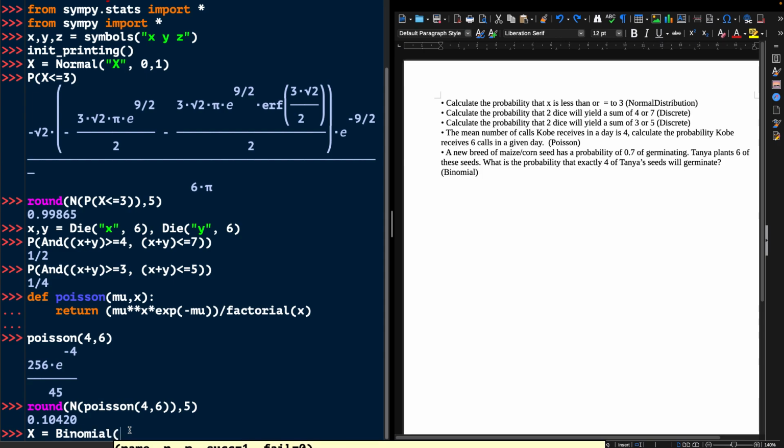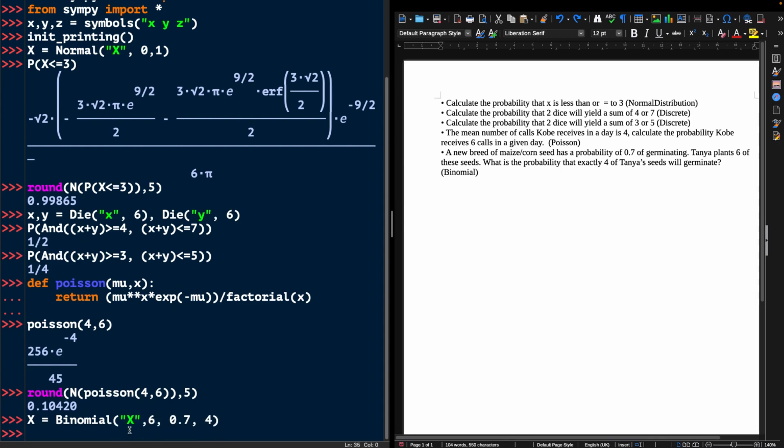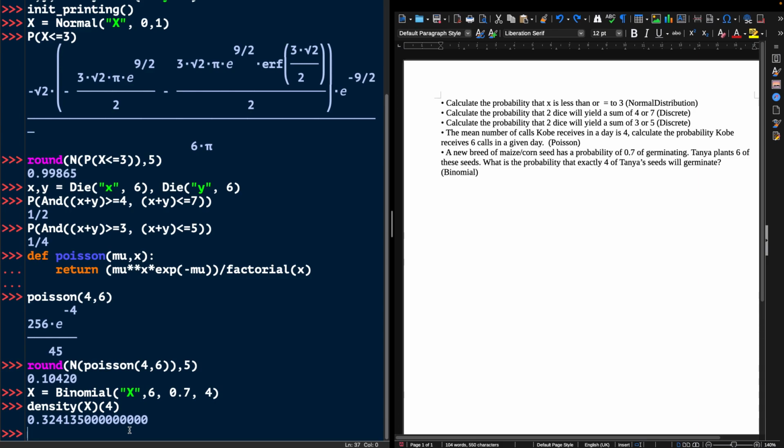So you use the binomial distribution if you're looking for a success or failure, you know, that sort of thing. Right, so X, that's my name, and right. So I got 6 seeds that are planted. Right, probability 0.7, that's given. And then exactly 4 of those seeds will germinate. Right, and then density. So they'll call the PMF of the binomial distribution. Right, okay. I can also do it using the binomial formula, right?